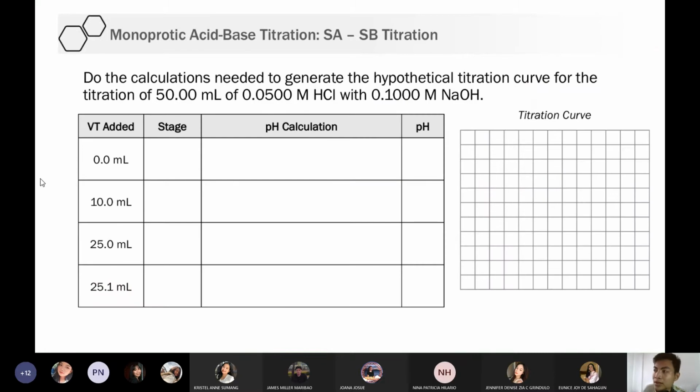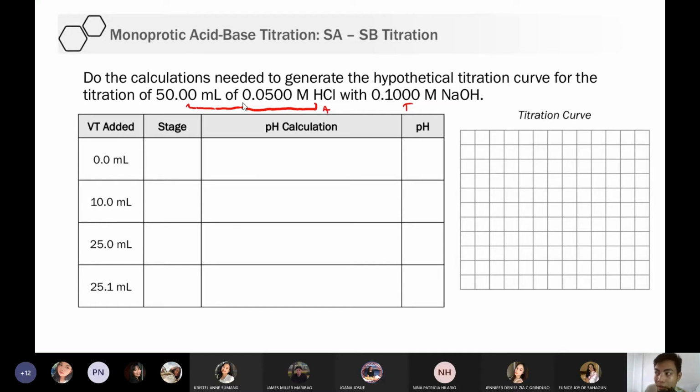Okay. So, try natin, do the calculations needed to generate the hypothetical titration curve for the titration of 50 ml of 0.05 molar HCl with 0.1 molar sodium hydroxide. Okay. So, our analyte here is the HCl. So, this is our analyte. Ito yung analyte. And ito yung titrant. 0.1 molar sodium hydroxide. Okay.